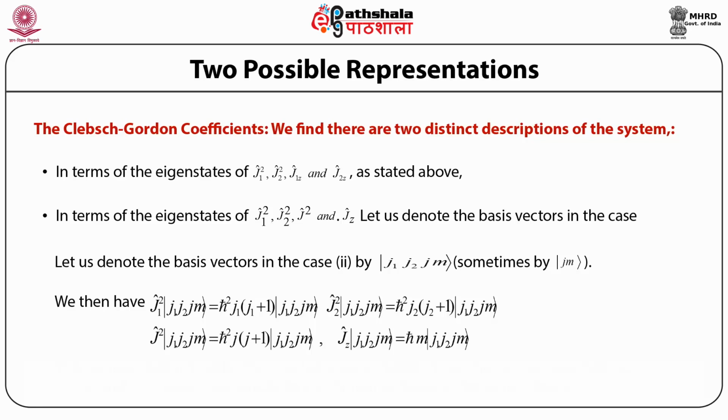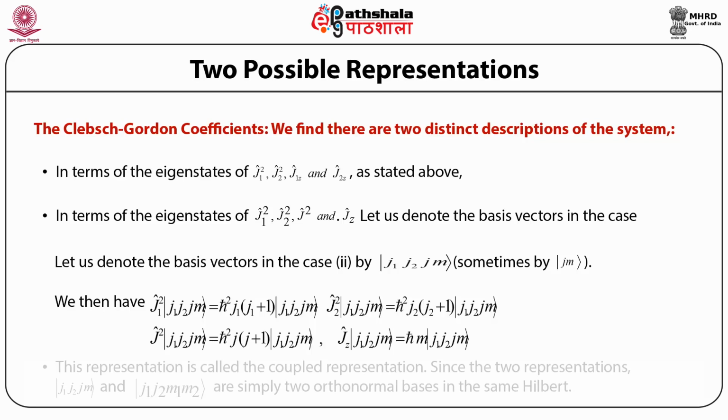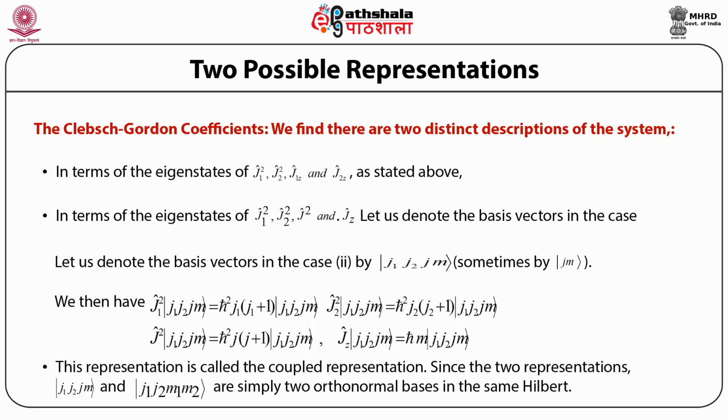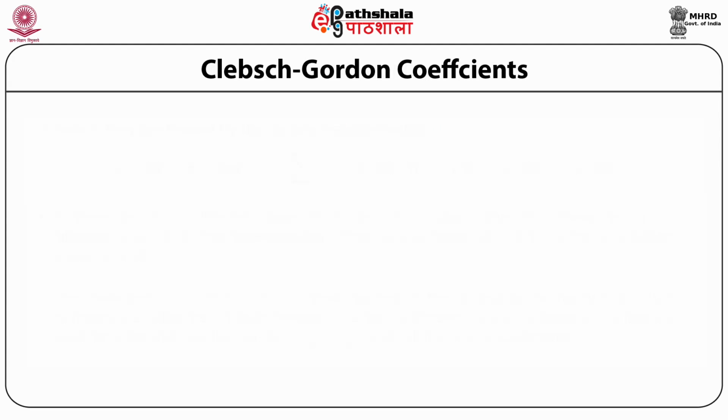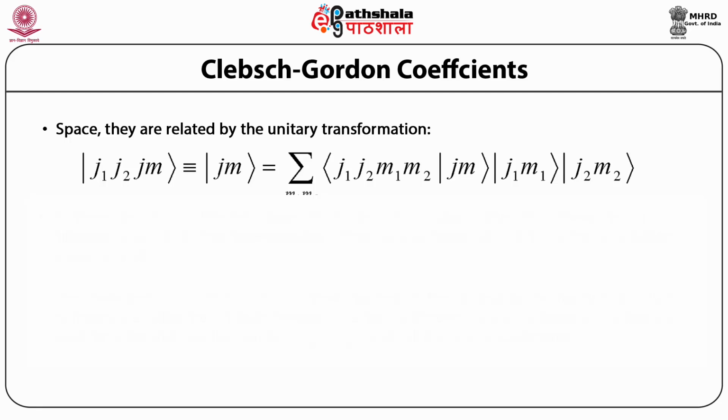This representation is called the coupled representation. The two representations that we have discussed above, that means the representation involving the basis vectors |j1, j2, j, m> and the basis vectors |j1, j2, m1, m2>, are simply orthonormal bases in the same Hilbert space, and they are related by unitary transformations given by the Clebsch-Gordon coefficients.